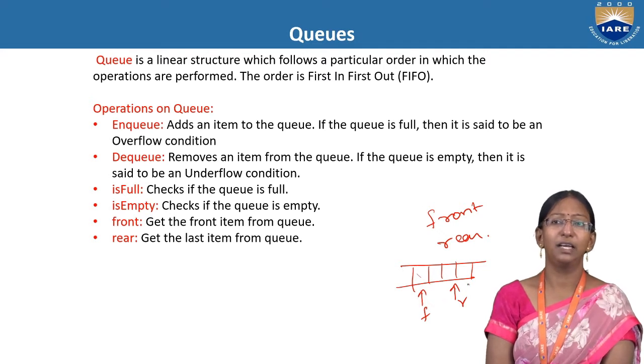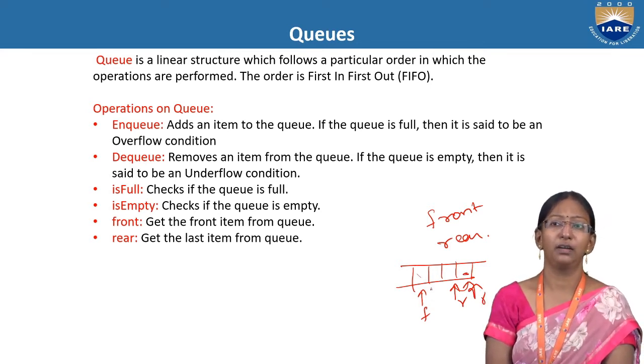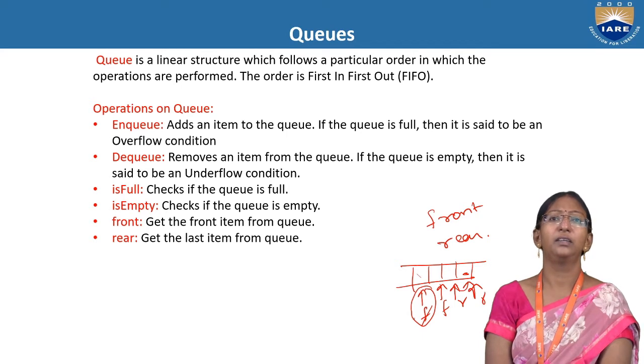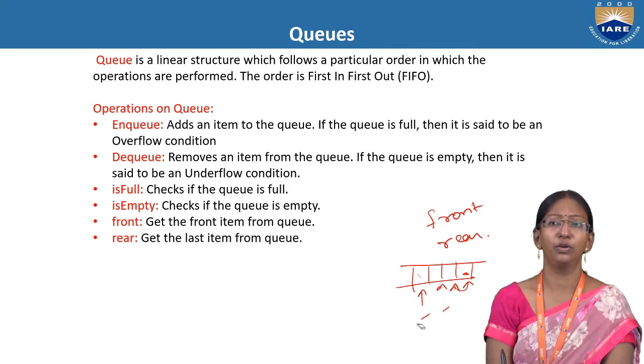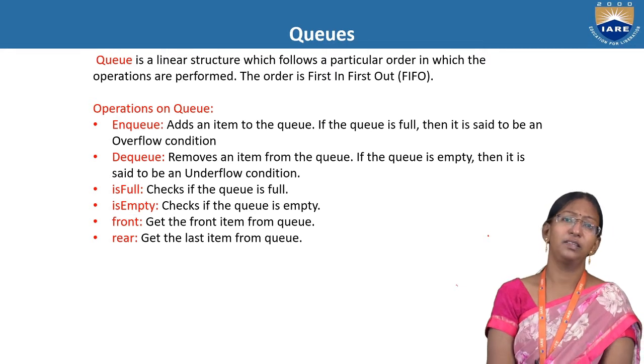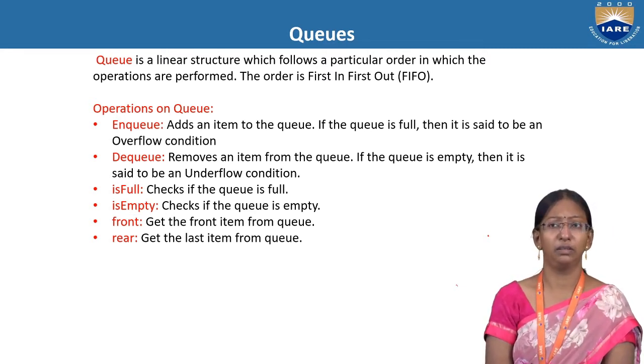So we insert the elements at the rear end: increment the rear, insert the element over here. We remove the elements at the front end. In this position, if you want to remove, increment the front, remove this one. This is how we delete, or dequeue. I'll show you everything, how it works, in this queue session. So enqueue is insertion or addition, whereas dequeue is removal or deletion.